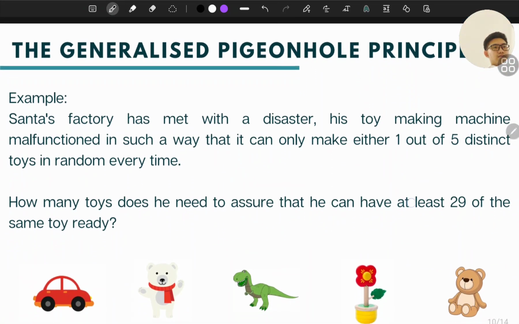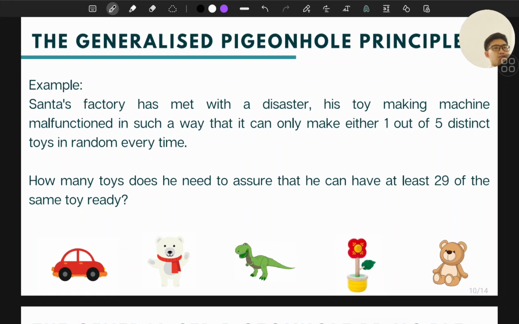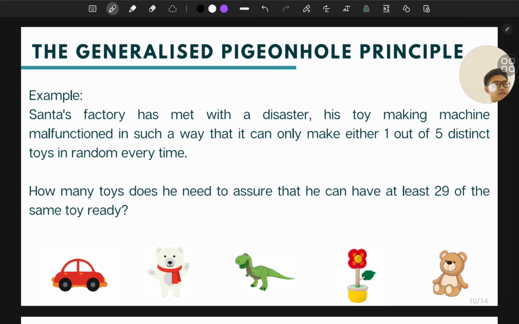Alright, so here's a quick example where we can use the generalized pigeonhole principle, which we would be using the ceiling function in a bit. Let's say that Santa's factory has met with a disaster. His toy making machine malfunctioned in such a way that it can only make either 1 out of 5 distinct toys at random every time. So how many toys would he need to assure that he can have at least 29 of the same toy ready?